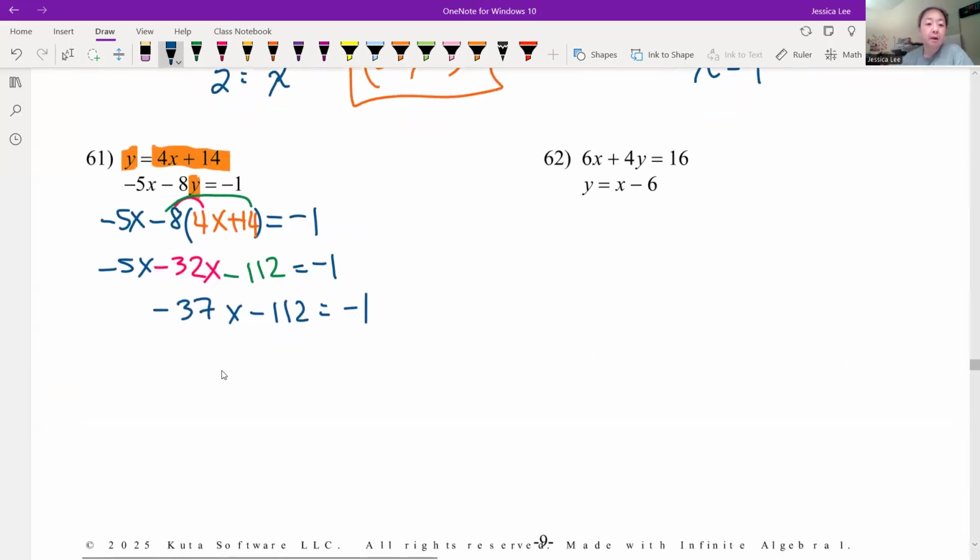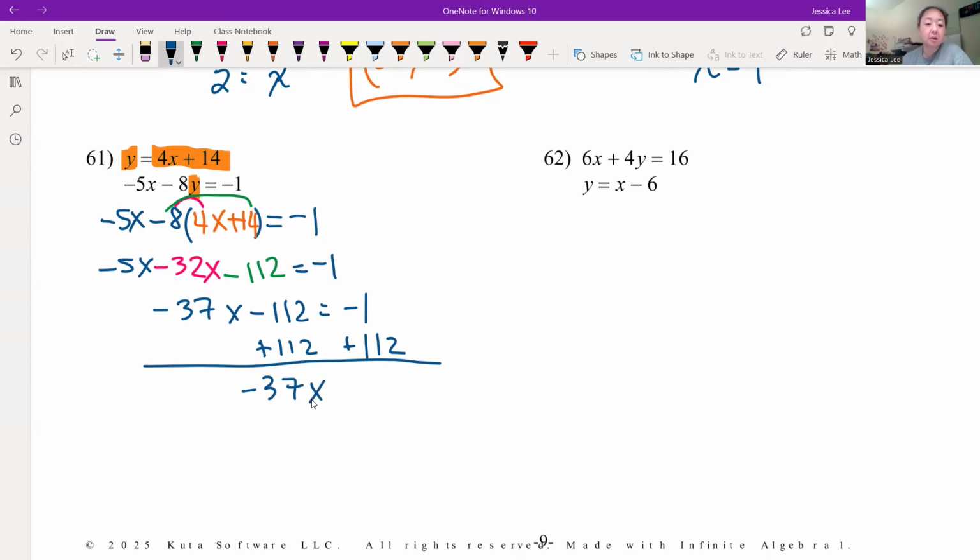Just like that. And then here I'm going to just add 112 on both sides. And I have negative 37x is equal to 111. All right, and then I'm going to just divide by negative 37. And what do I have? x is equal to negative 3.